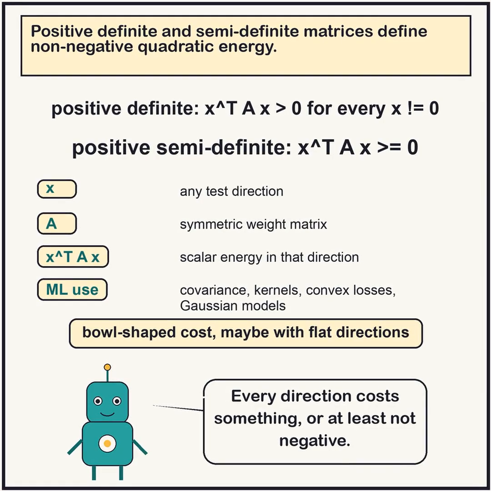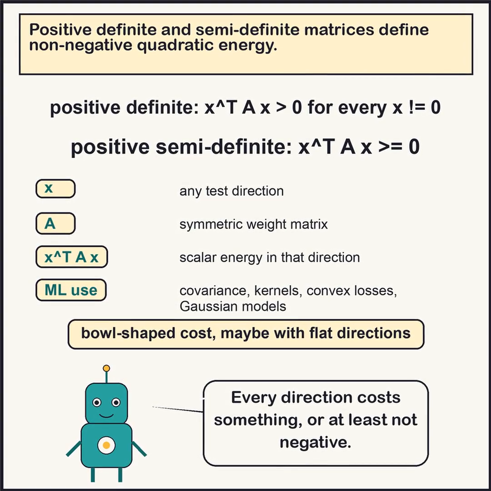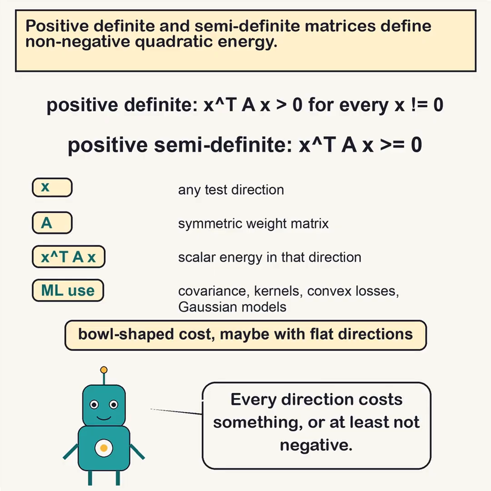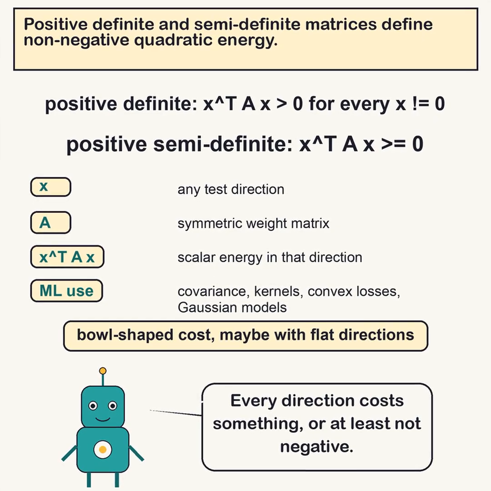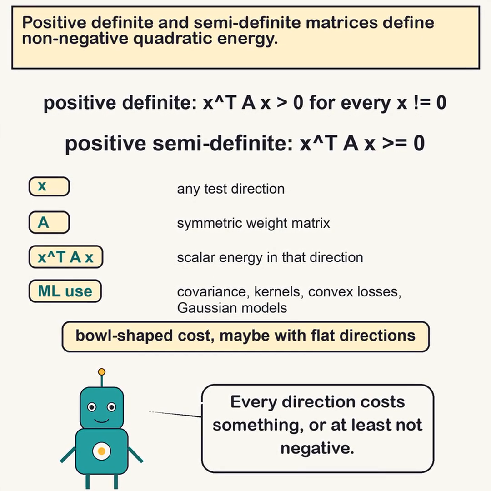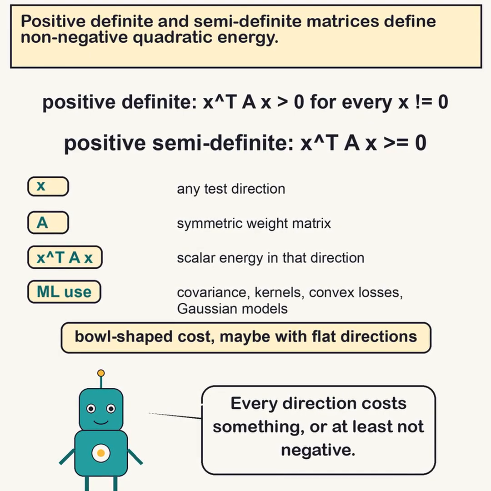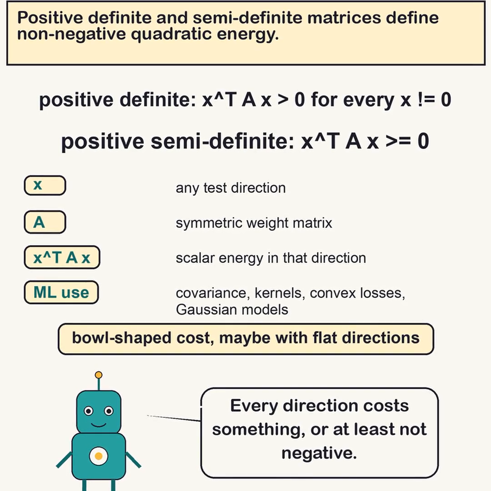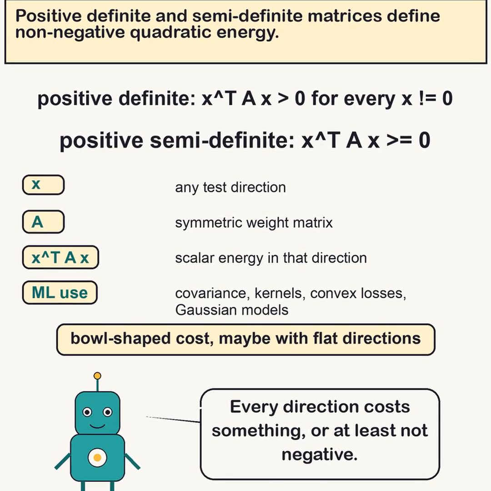Positive definite matrices make a bowl-shaped quadratic form. X transpose AX is positive in every non-zero direction. Positive semi-definite matrices allow flat directions but never negative variance. Real-world analogy. Positive definite matrices behave like bowls. Wherever you roll, energy cannot drop below the bottom.